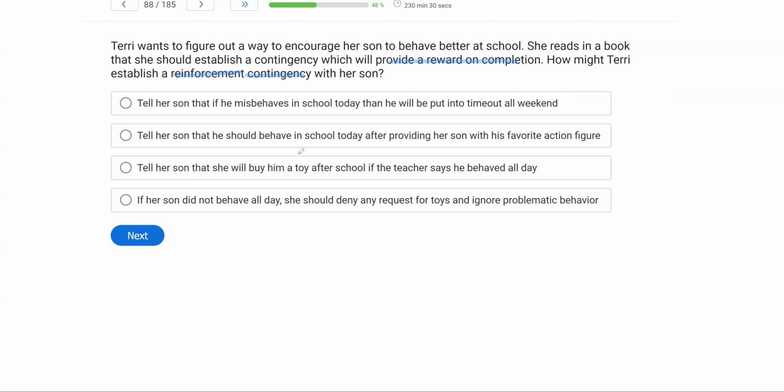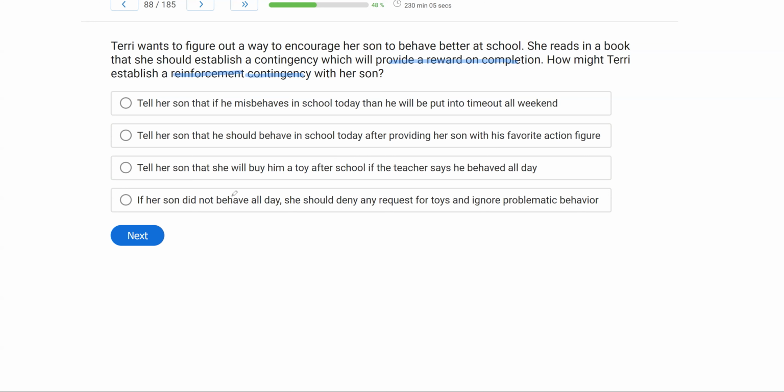B, tell her son that he should behave in school today after providing her son with his favorite action figure. What's wrong with B? Well, this is more of a bribe. And what's the difference? Well, with the bribe, the consequence is provided before the behavior is done. Terry's son gets the action figure before behaving in school. It doesn't work like that. He needs to behave first and then get the action figure. That's how a contingency operates.